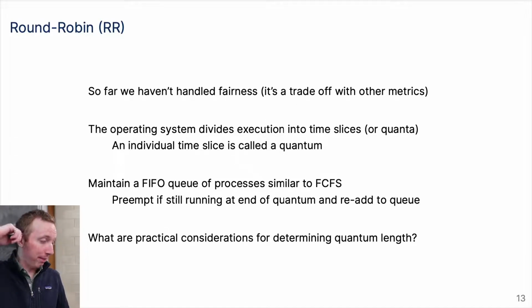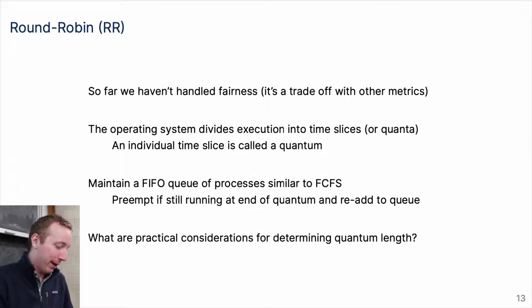So what are some practical considerations for determining the quantum length, or the length of the time slice? Yeah, I guess there's a penalty every time you context switch, so it should be longer than the penalty. Yeah, there's some penalty for context switching, which is overhead, but the shorter the time length, the better my response time is going to be, right?